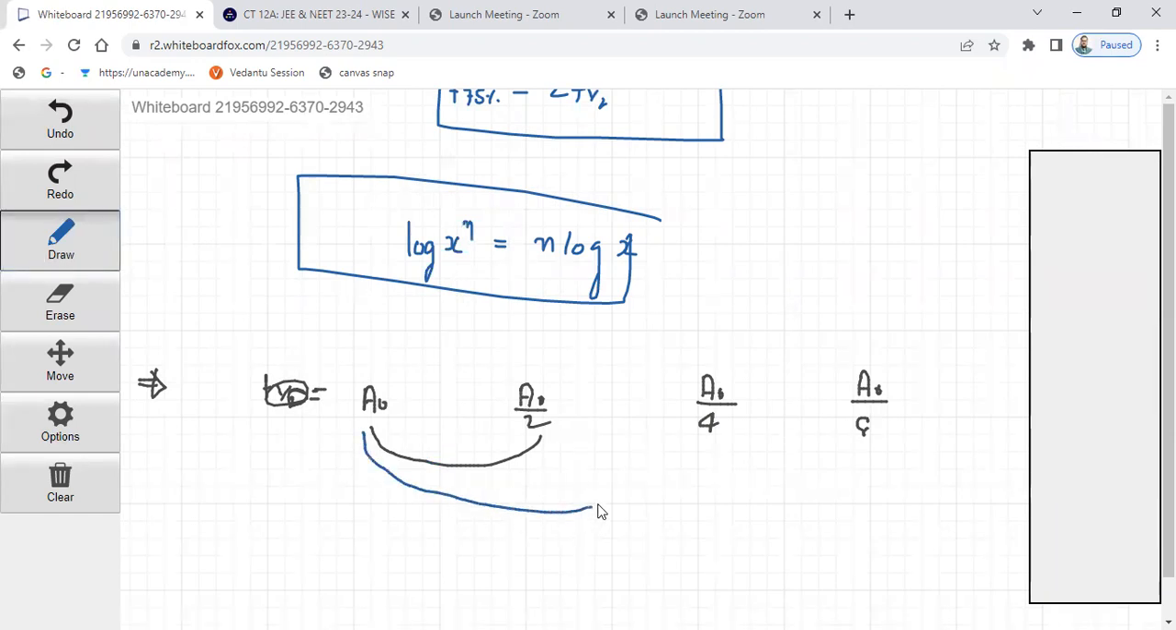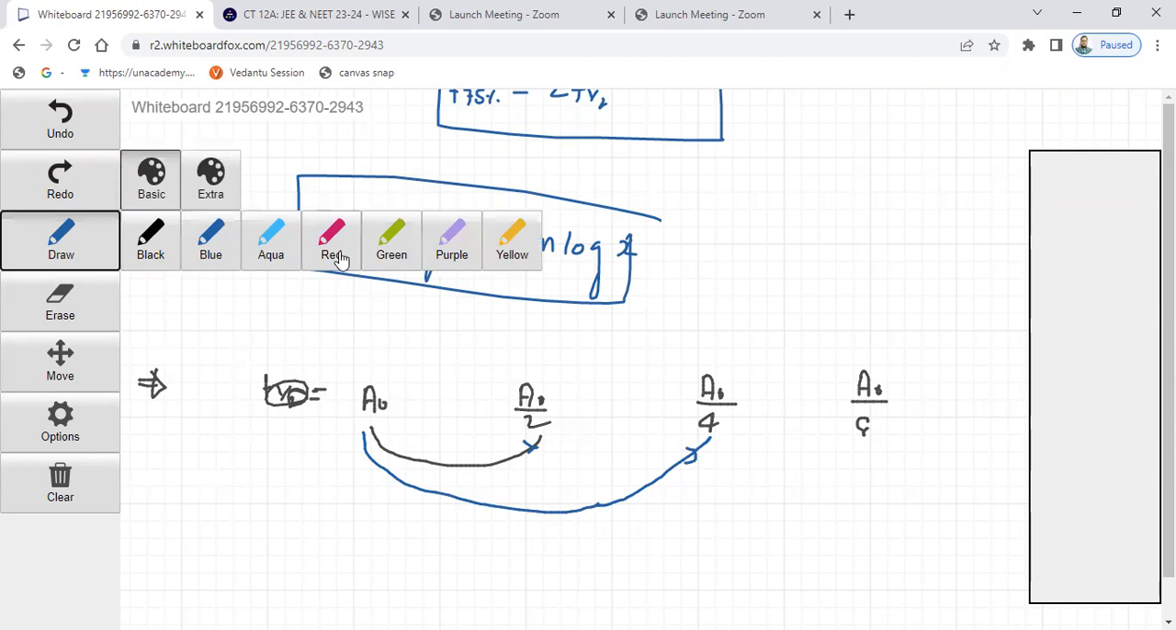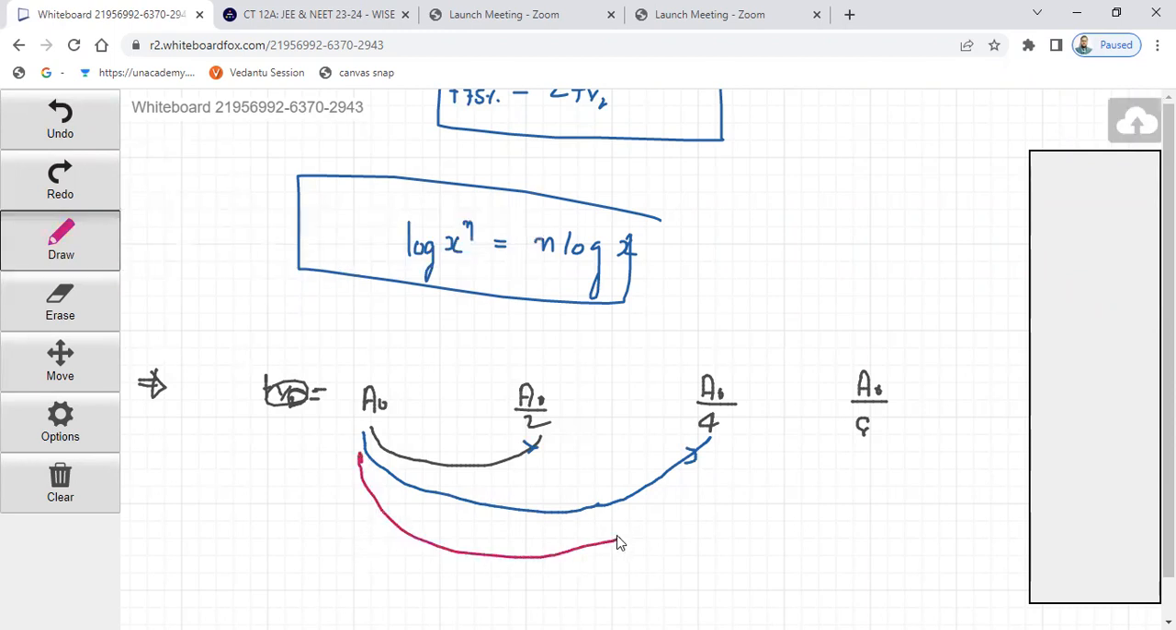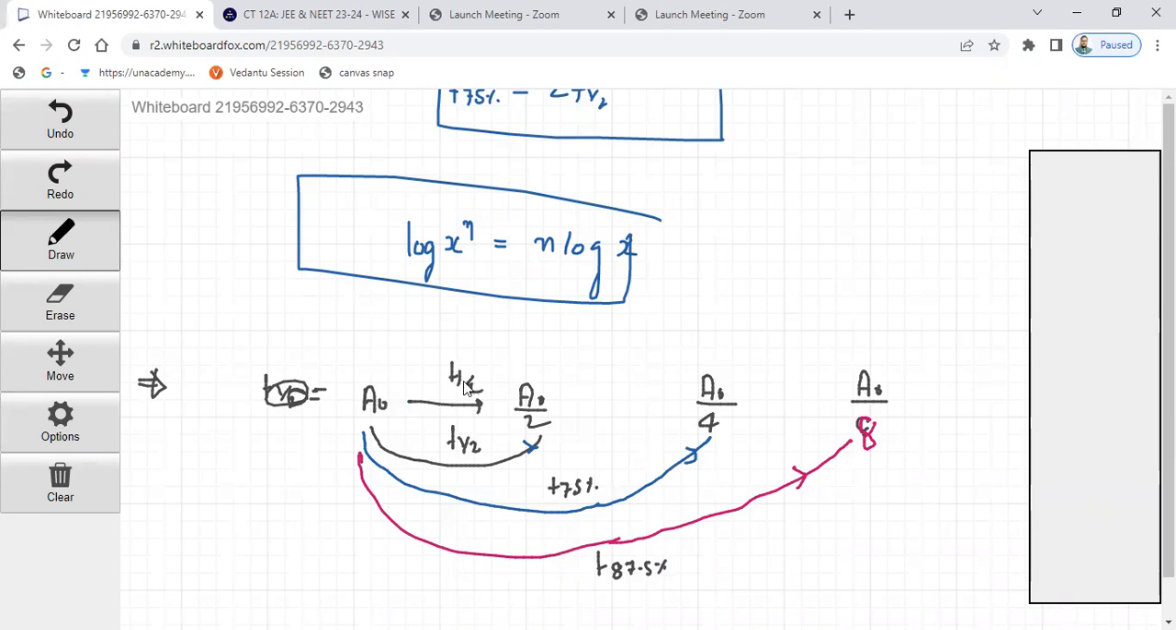Now we get the relation. This value will be equal to T half. This value will be equal to T75%. This value will be equal to T87.5%. If this takes T half time, this also takes T half time.